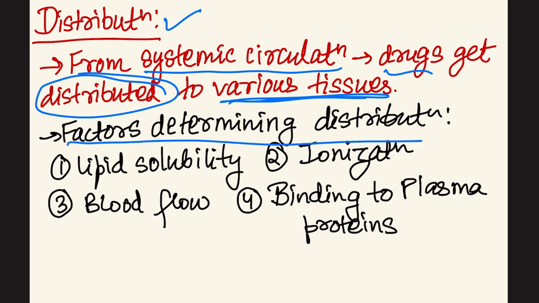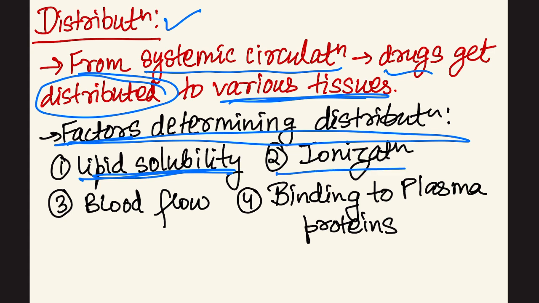The factors which affect distribution: first is the lipid solubility of the drug. If the drug is more lipid soluble, it will be easily distributed. Next is the ionization status of the drug. If the drug is more ionized, it means it is polar, less lipid soluble and more water soluble. In that case also, distribution will be slow. Then blood flow. Suppose the blood flow to a particular area is more. In that case distribution occurs faster, because more blood flow means more drug reaching that particular area.